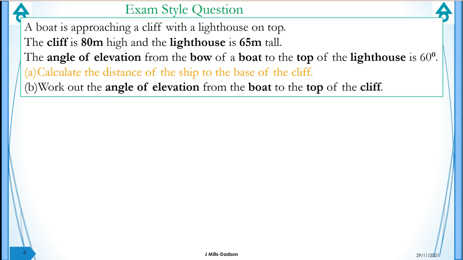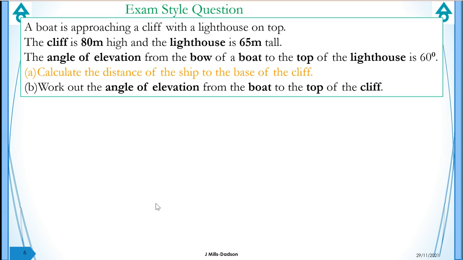A boat is approaching a cliff with a lighthouse on top. The cliff is 80 meters high. The lighthouse is 65 meters tall. The angle of elevation from the bow of the boat to the top of the lighthouse is 60 degrees. A. Calculate the distance of the ship to the base of the cliff. B. Work out the angle of elevation from the boat to the top of the cliff.